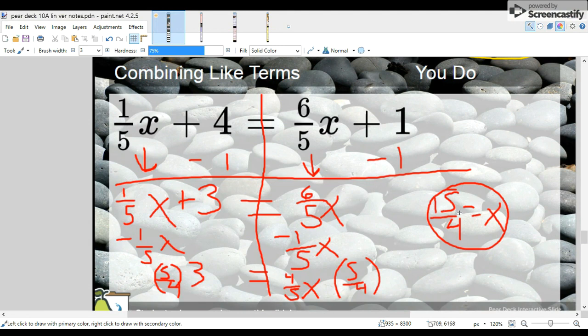You should get 15/4 equals x. First you subtract 1, then you subtract 1/5 x, then you multiply by the reciprocal. Instead of 4/5 it is 5/4. 5 times 3 is 15. 4 times 1 is 4. x equals 15/4.